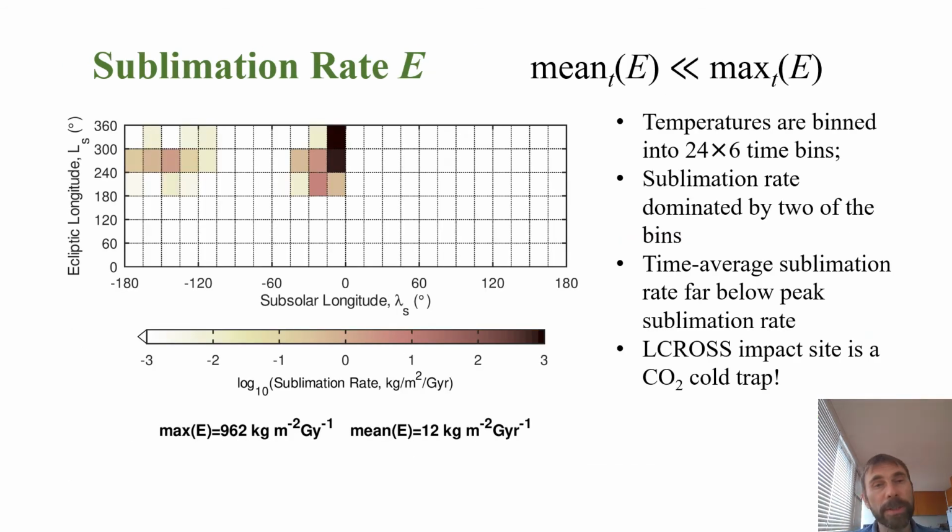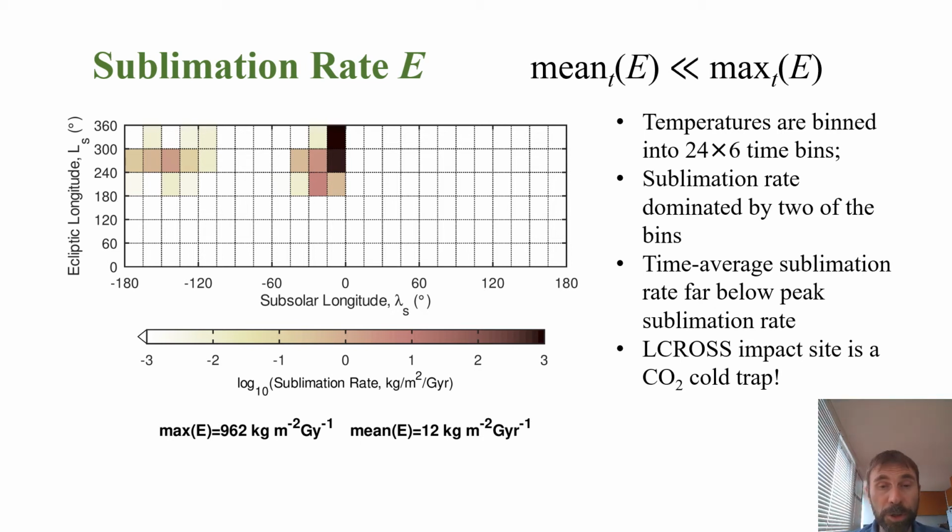And now here is, again, the 24 times 6 spins. But now temperatures are converted into sublimation rate. And this is a log of the sublimation rate. And even though it's a log, you see that 2 pixels dominate the sublimation. So most of the sublimation rate happens in summer at a particular local time.